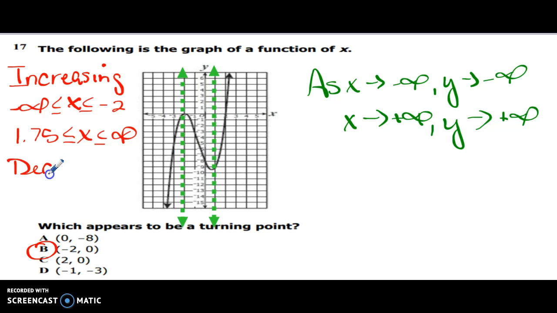It decreases. It decreases on this interval here, which is from -2 to where it starts increasing again, where we said it was about 1.75. So don't forget your end behavior. Don't forget your increasing and decreasing interval.